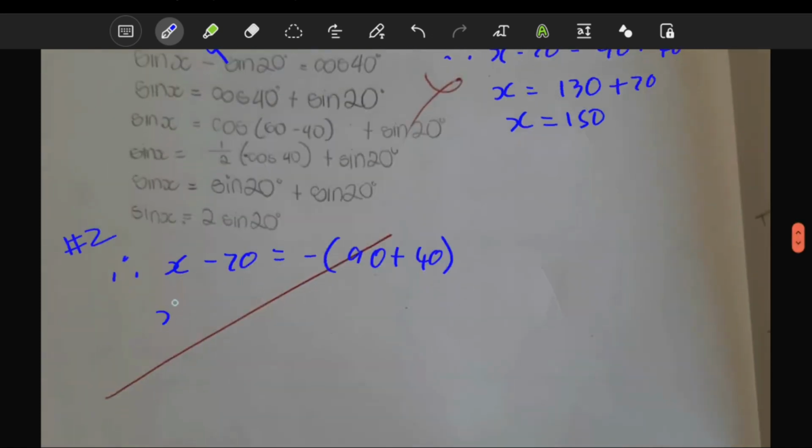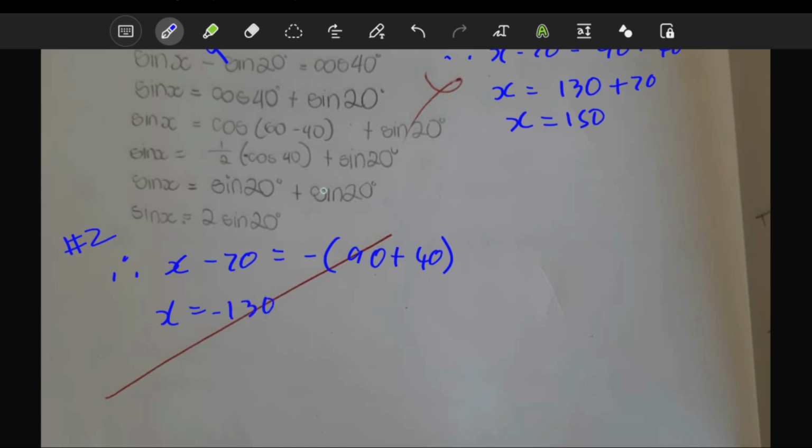Now here, let's see what you're going to get. If you multiply inside the bracket, you're going to get negative 90. Wait, let me just say 90 plus the 40 is going to be 130. So here you're going to end up with negative 130.